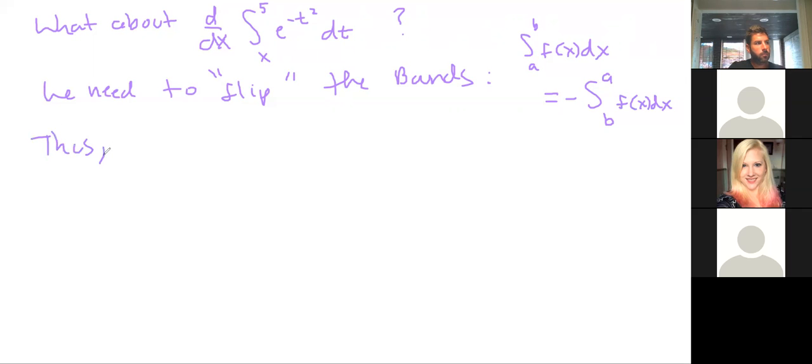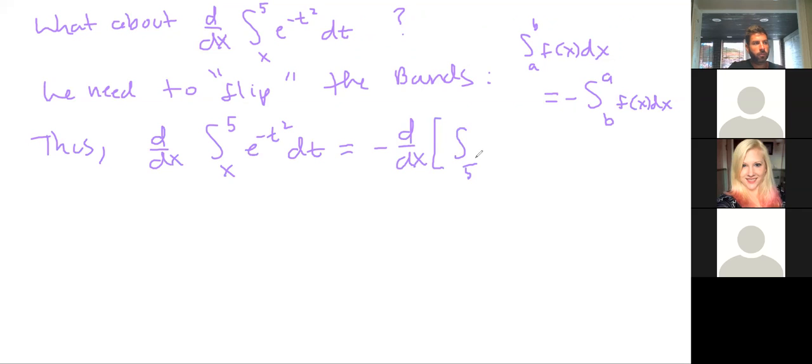Thus, d dx of the integral from x to 5 of e to the negative t squared dt becomes minus the derivative of the integral from 5 to x of e to the negative t squared dt, which just becomes e to the minus x squared, with a minus sign in front.